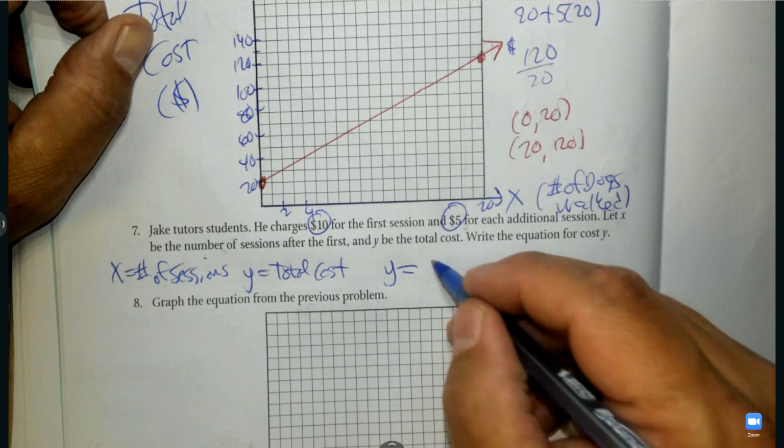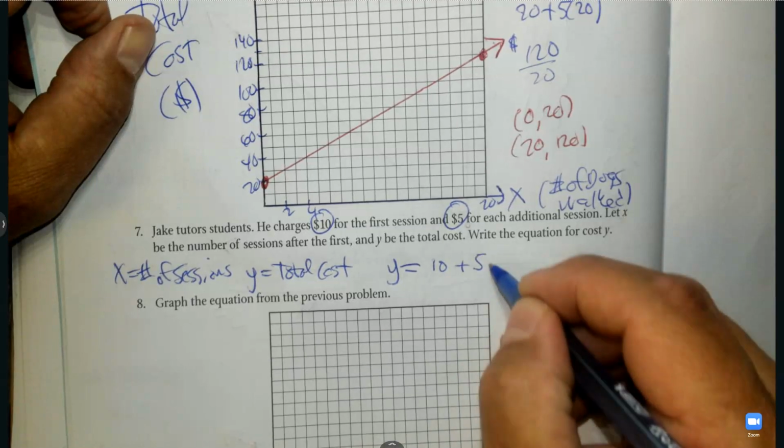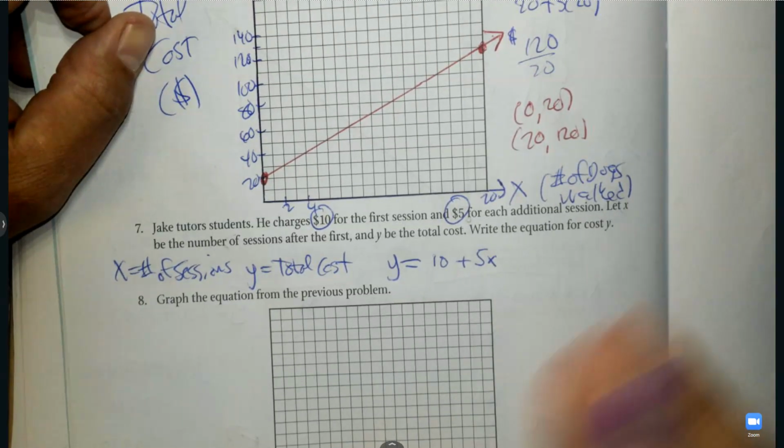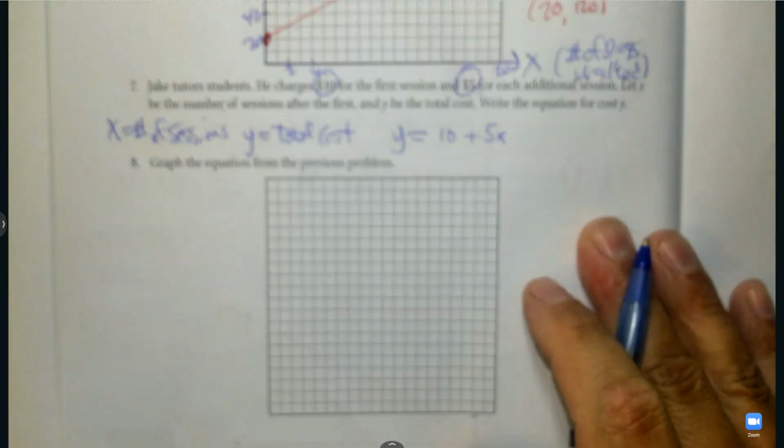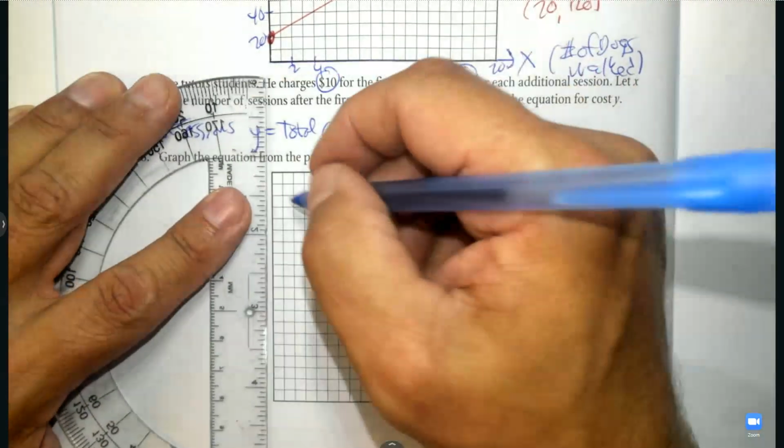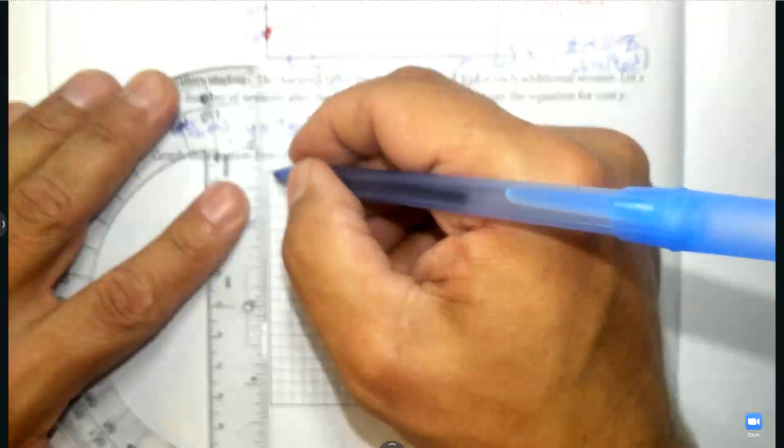And then the equation. So it's $10 for the first session and then $5 for each session after. And I want to graph that. So again, all values are positive. Money and the number of sessions are positive.